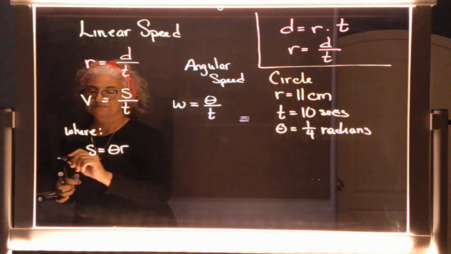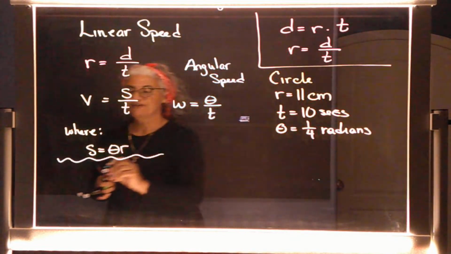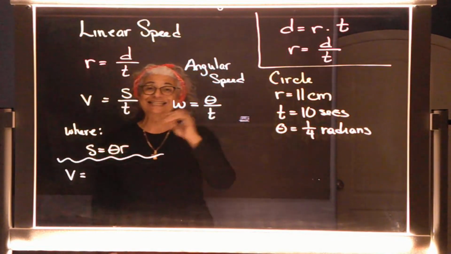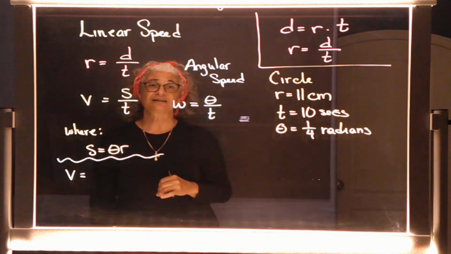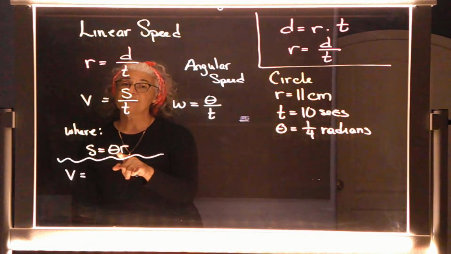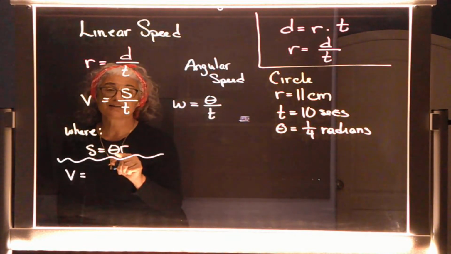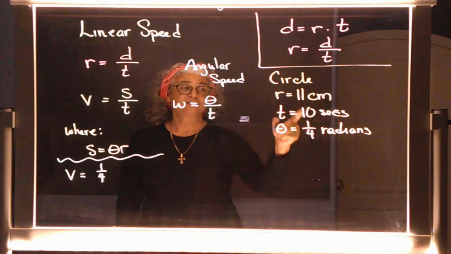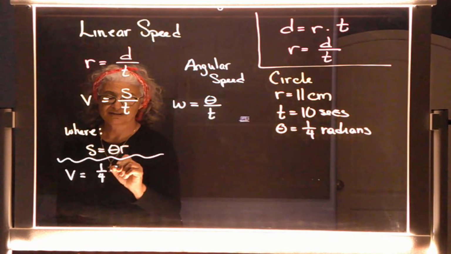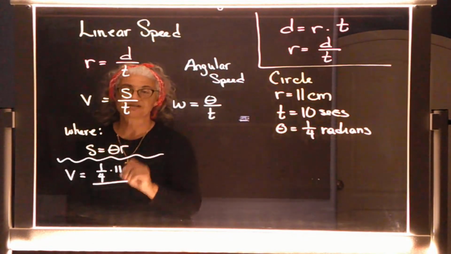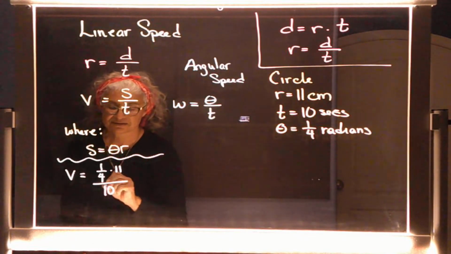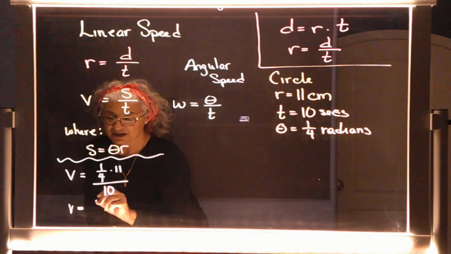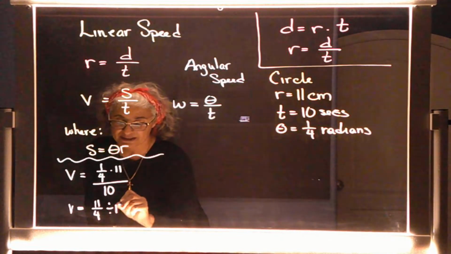Let's talk linear speed. To find the linear speed, I need to know my distance, which is S, don't I? Did they give me the S? Did they give me the arc length? No, they didn't, but I sure know how to find it. To find the arc length, I take theta, which is 1/4. I multiply it by the radius, which is 11, correct? And then I'm going to divide it by time, which is 10. You with me? Okay, so that means my linear speed is going to be 11/4, still divided by 10.